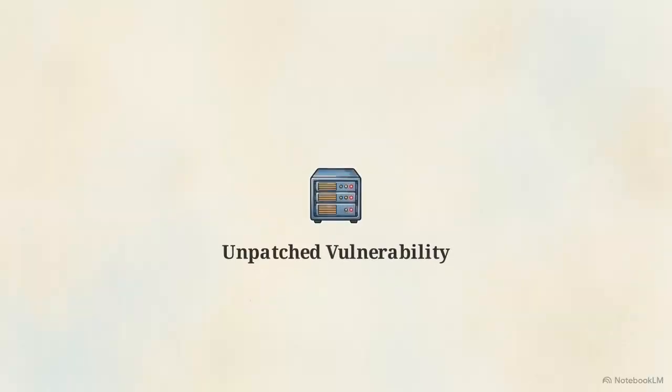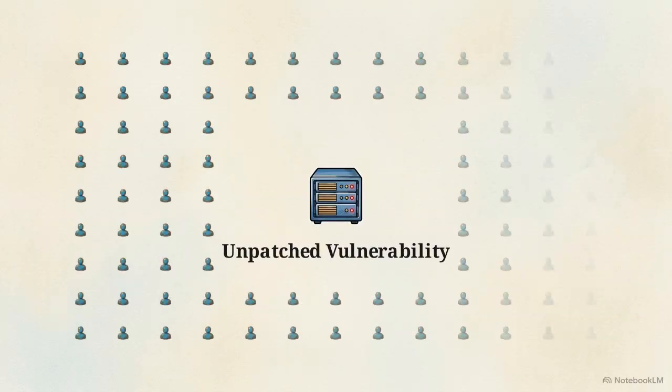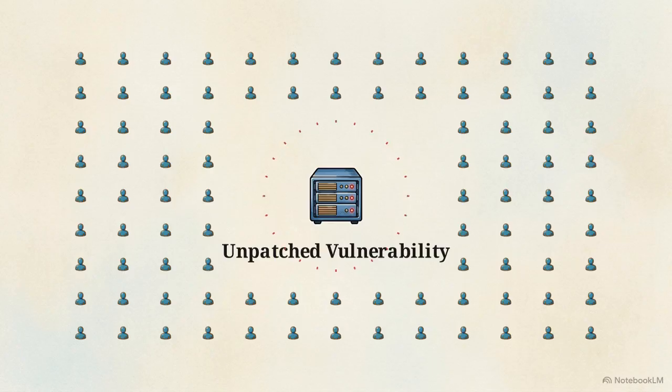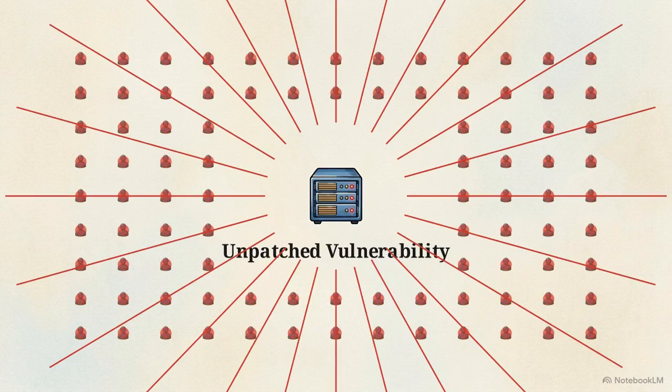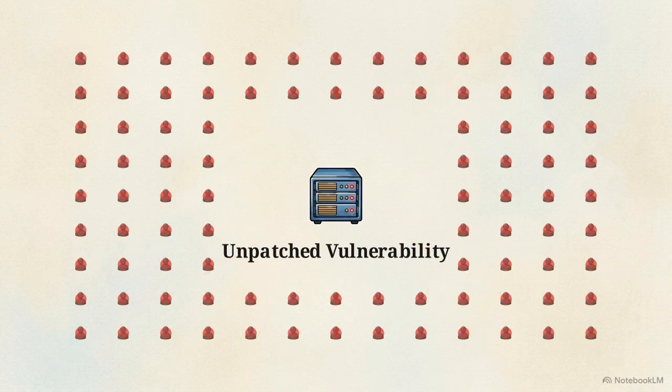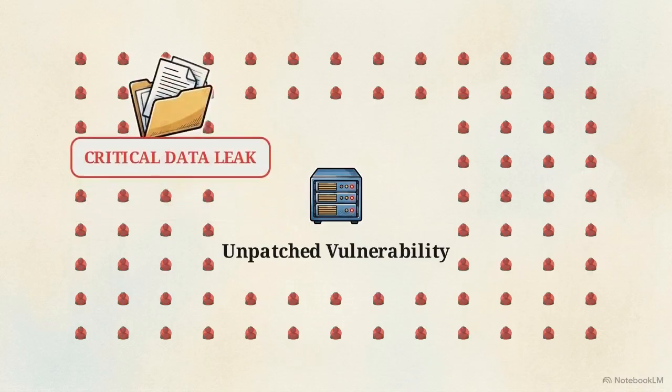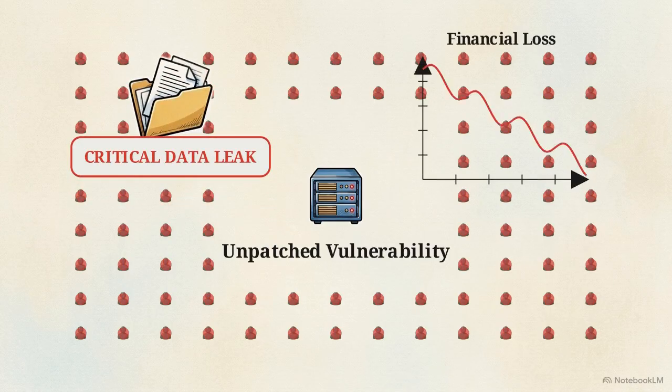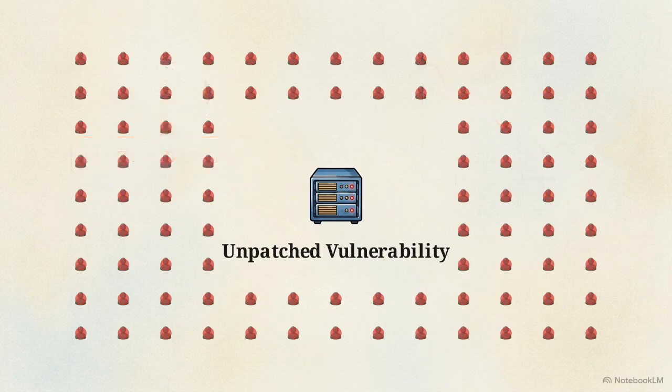This timeline visualization of the 2017 Equifax breach shows this scale. One single unpatched server vulnerability allowed attackers to expose the personal data of 147 million people. The result was massive financial loss and permanent reputation damage.